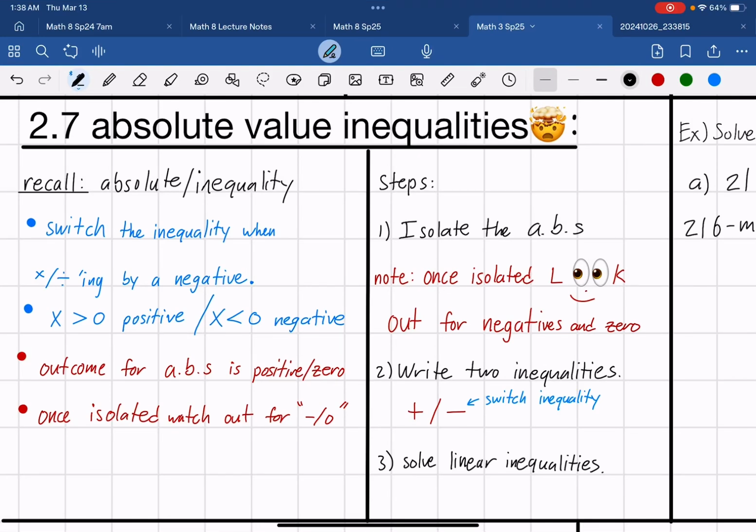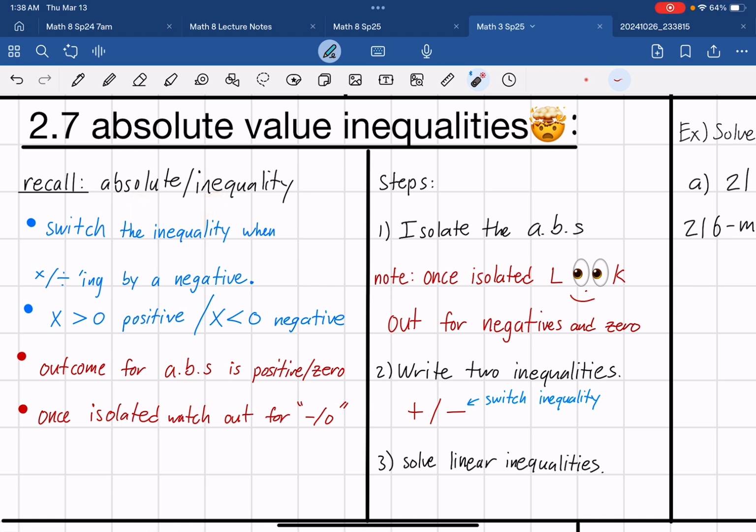All right, let's look at 2.7. It's going to be dealing with absolute value inequalities. So this is going to be putting absolute value equations and linear inequalities together. So let's just recall a few ideas from each of these problems.